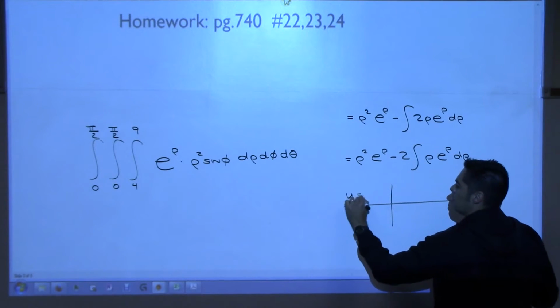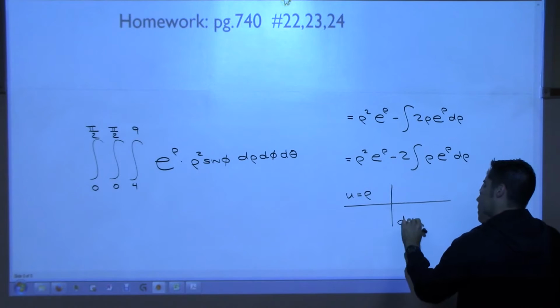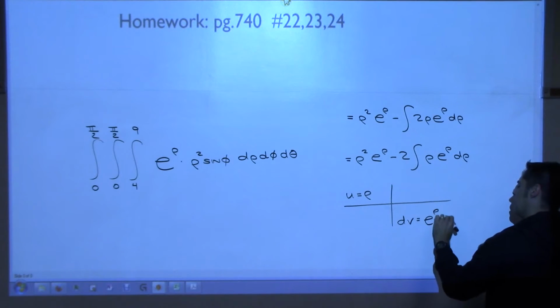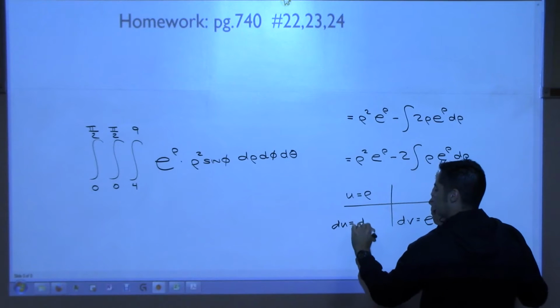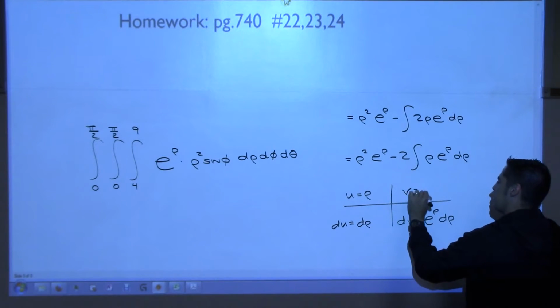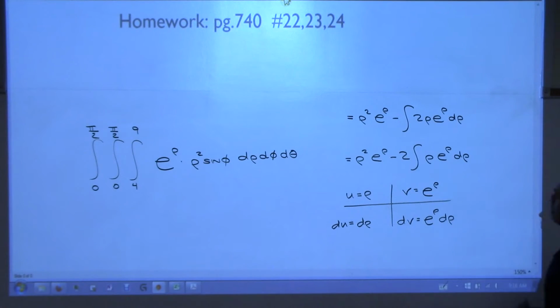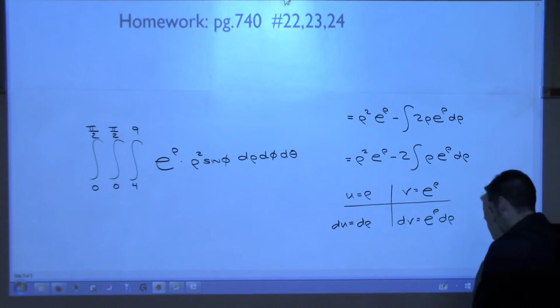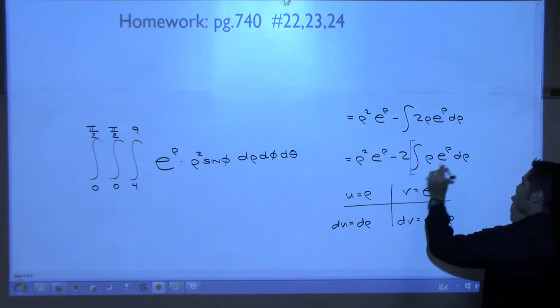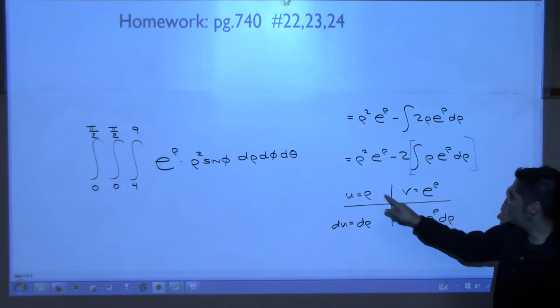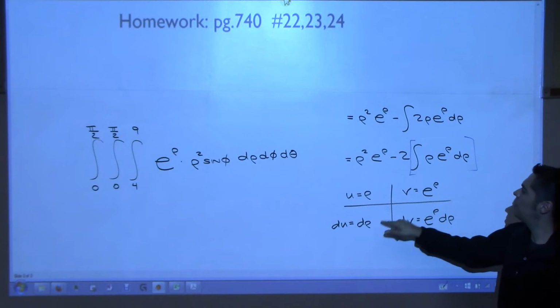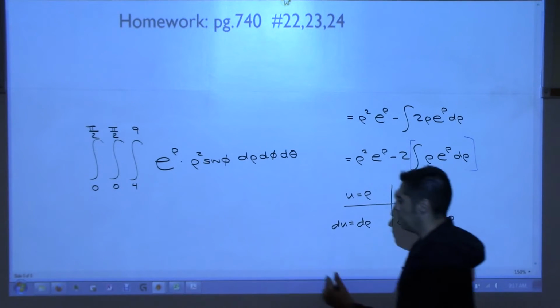So u is going to be rho. dv is going to be e to the rho d rho. du is equal to d rho. And v is equal to e to the rho. All right, so now what we do is this piece right here, which is just this right here in brackets, is going to turn into this times this minus integral of this times this. So I'm going to try and write that over here.